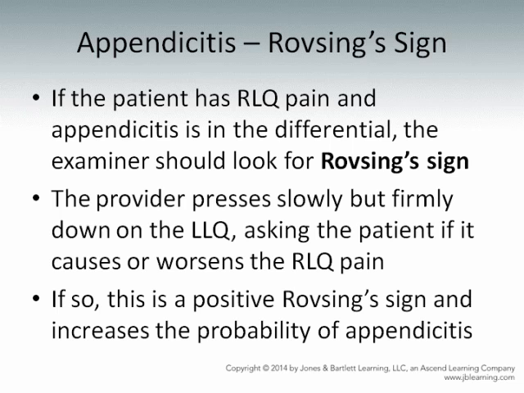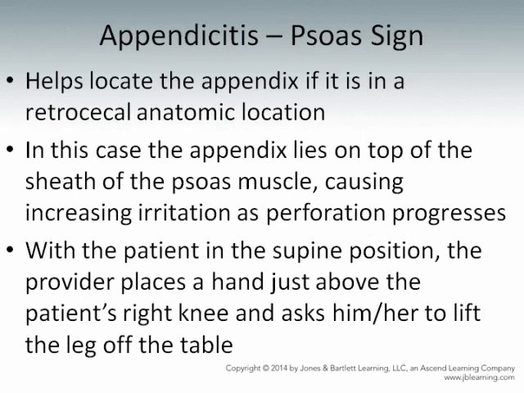Appendicitis, you have the Rovsing sign. If the patient has a right lower quadrant pain and appendicitis is in the differential, then you want to check for this sign. What you do is you slowly but firmly press down on the left lower quadrant, asking the patient if it causes pain again or worsens the pain. If it does cause pain or really worsens pain, that's a positive sign and it increases the probability of appendicitis.